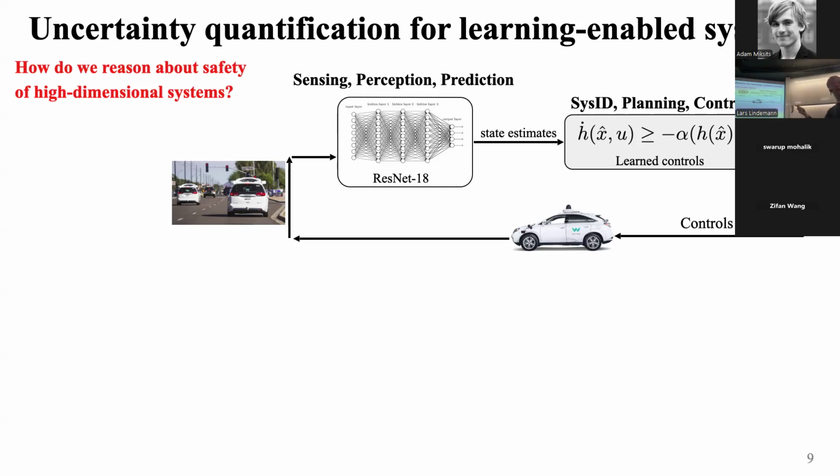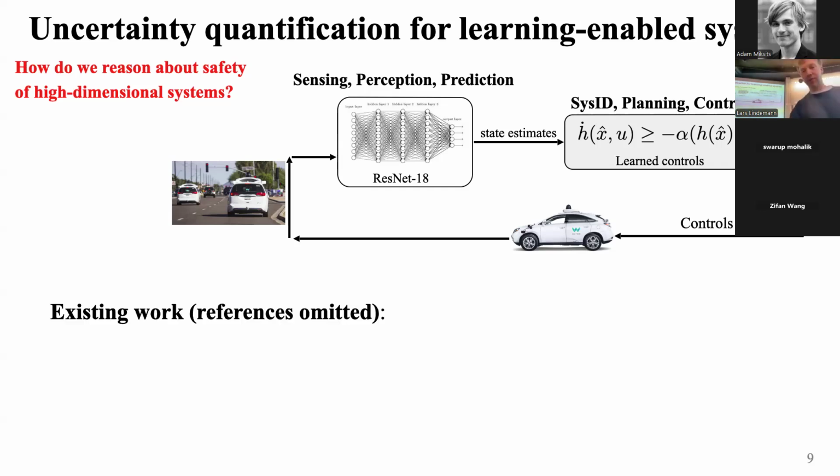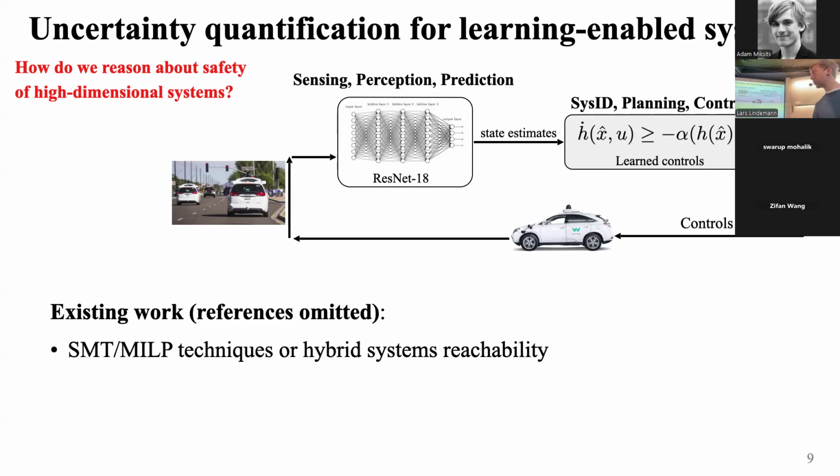And how do we reason about safety of these learning-enabled systems? There's some existing work. For instance, satisfiability modulo theory solvers or mixed integer linear programming techniques, hybrid systems reachability like HJB, which you probably know. However, these tools don't really scale to the task at hand. They can't deal with these complex systems that we encounter in reality.